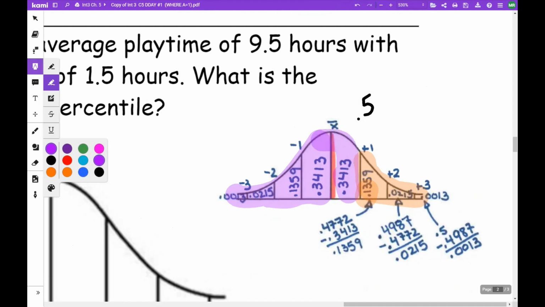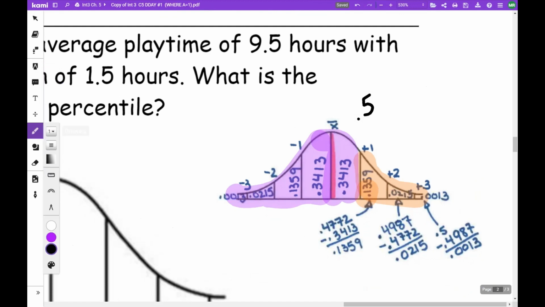Then I add on this 0.3413. So I can basically do 1 minus 0.5 minus 0.3413, or rather 0.5 minus 0.3413, and when I put that into my calculator, I get the same answer I got up there, 0.1587.